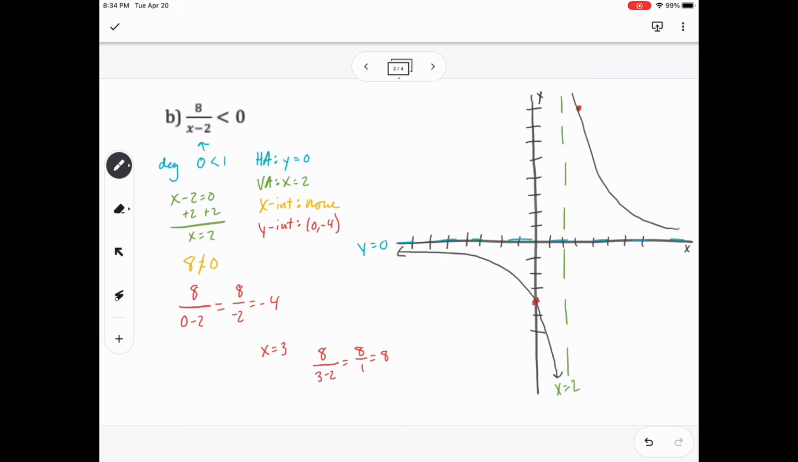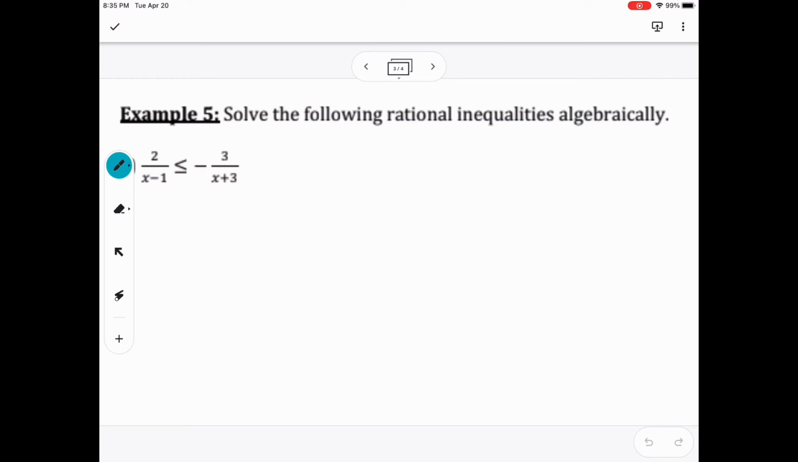In this case, it's everything that's less than 0, so that would be everything below the x-axis. In this case, it would be from -infinity to 2. Notice that we're not including the asymptotes because we can't touch them, so it makes sense to have a parenthesis there instead of a bracket.